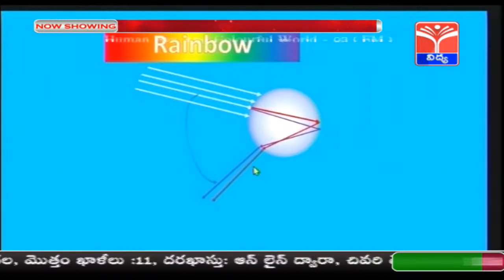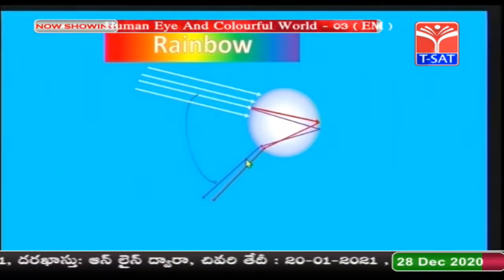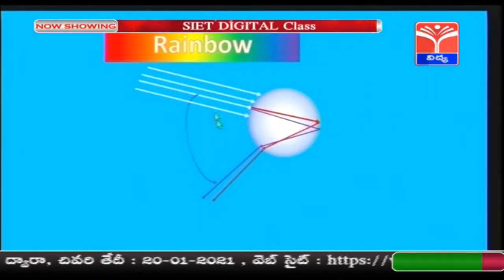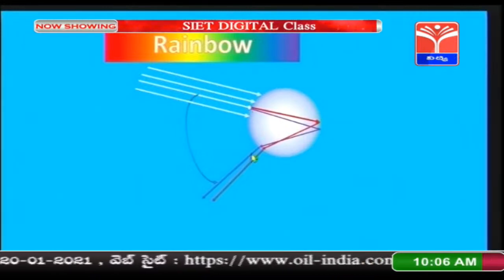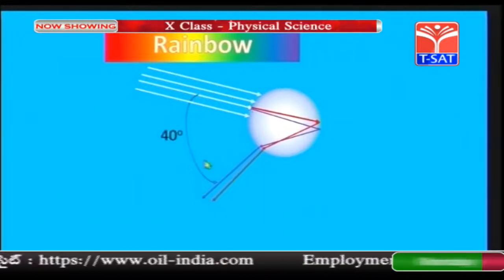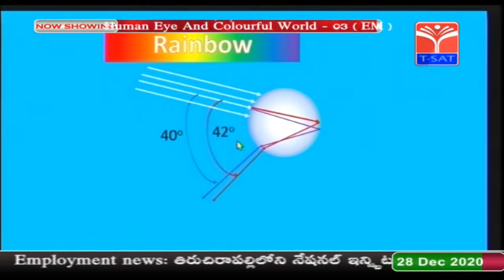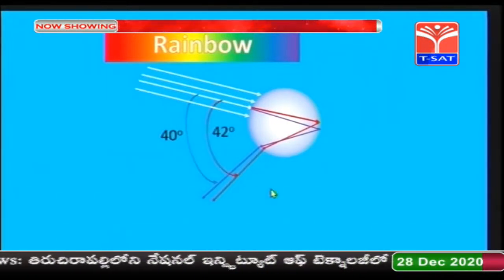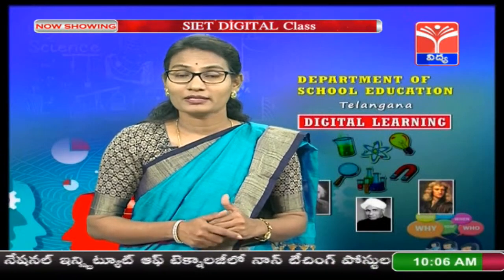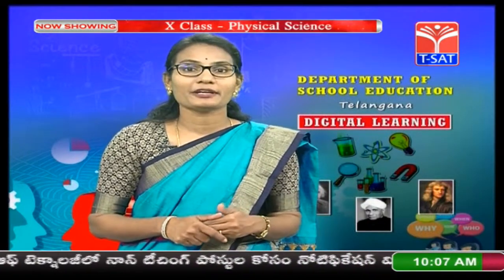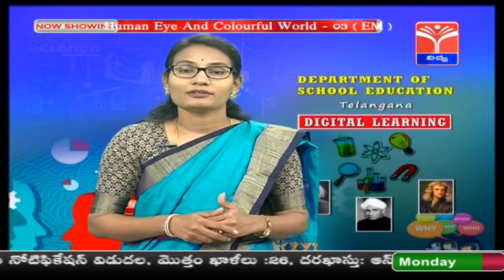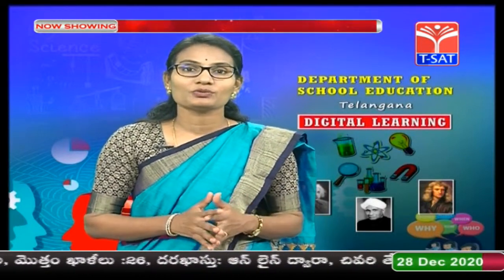So here the red light and violet light waves. The angle between the incoming light wave and the outgoing light wave for violet is 40 degrees and for red it is 42 degrees. This angle is in between 0 and 42, but we can observe a bright rainbow whenever the angle is between 40 and 42 degrees. The remaining colors are in between these two angles.